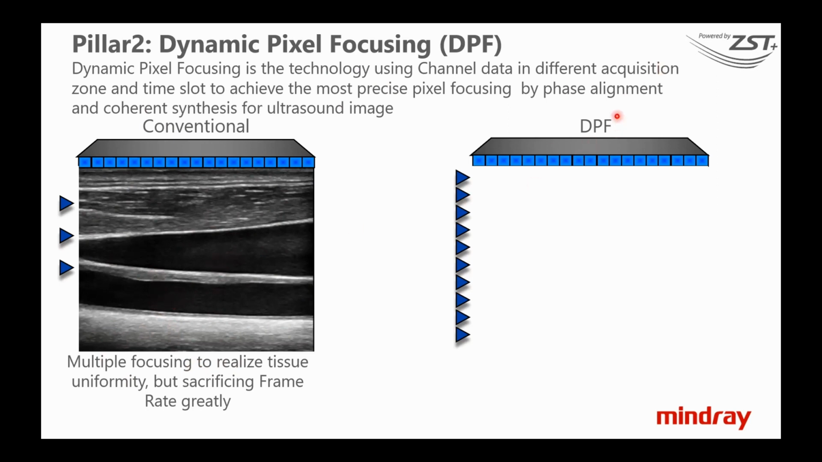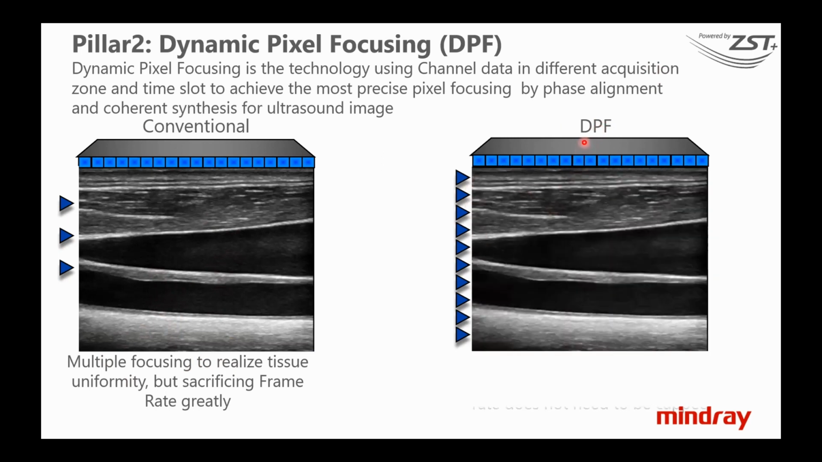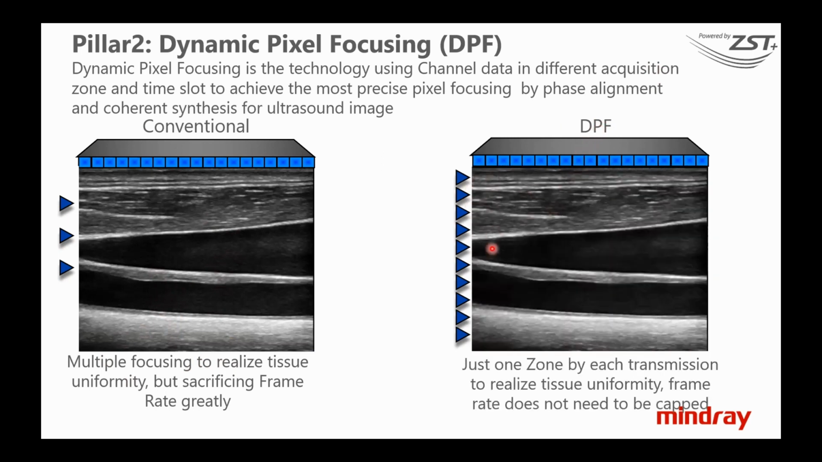Okay, what if we use dynamic pixel focusing? If we make a dynamic pixel focus, you can see it will be faster, and the image will also be high resolution. This is one. So here also we increase the dynamic pixel focusing.